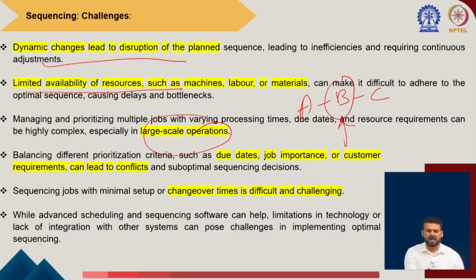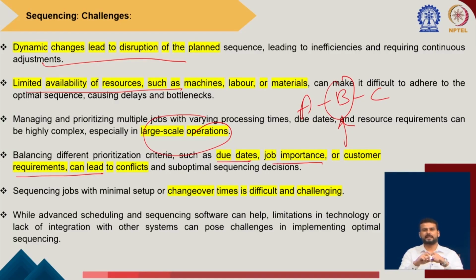What if we have large scale operations? Every day 1000 jobs and you are shuffling here and there, it will be very confusing. Then there is balancing different prioritization criteria, because due dates, job importance, and customer requirements can lead to conflicts.